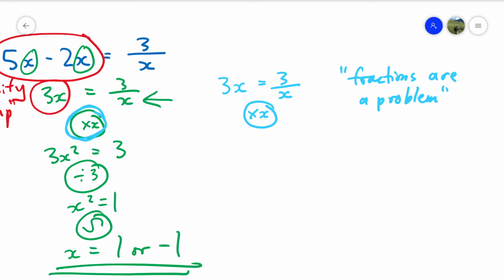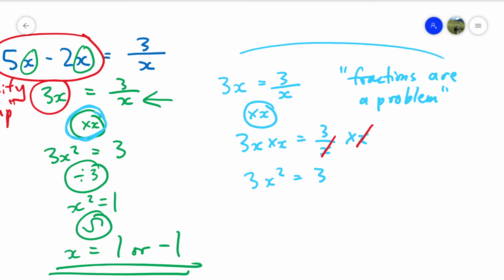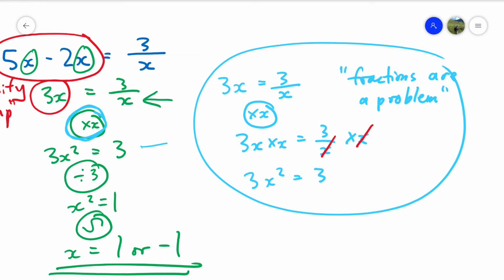How do we get rid of it? Well, if we times both sides by x, then we'll end up with 3x times x equals 3 divided by x times x. And I'll just show you the cancelling in red. They cancel, which means we end up with 3x squared equals 3. So that's what happened there. That's how we ended up with this equation. Does that make sense?